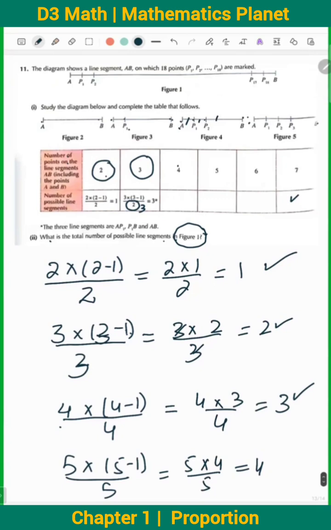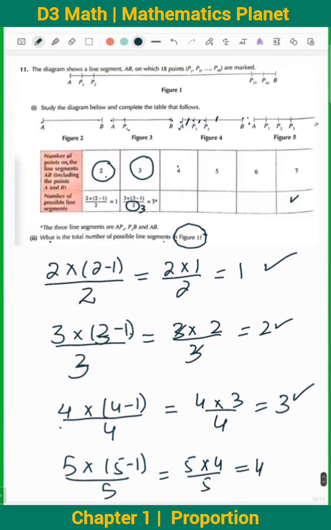Okay, we have figure 1 here. Yes. So what will be the possible number of line segments in figure 1? Okay. So how many points are there? There are 18 points, and we will include the point A and point B. So there will be total 20 points.